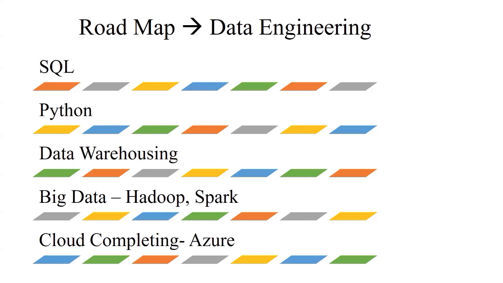The important thing you have to take care of is that you need two hands. One hand is going to be SQL, one hand is going to be Python. If you are good with SQL and Python, let me tell you, 60% of your data engineering is done. If you master SQL and Python, 60% of your data engineering is done.